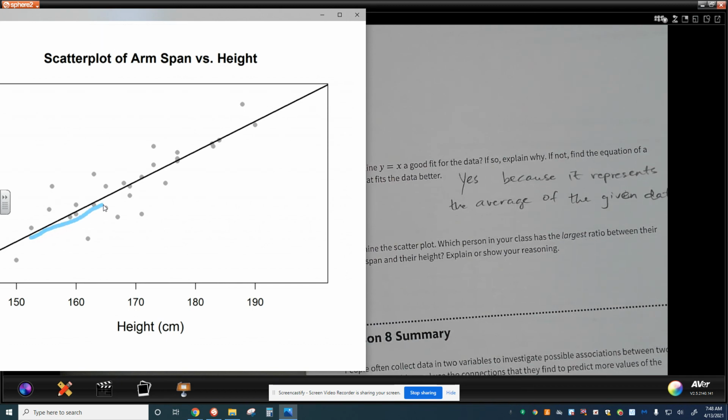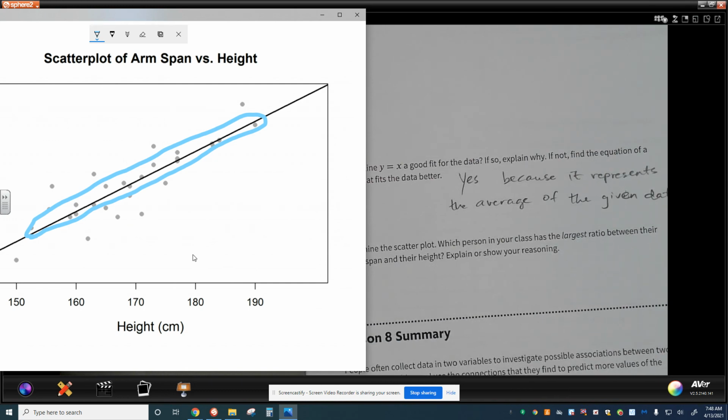But when I go to analyze these data that are really close, I can see that there's a very tight association with all the data inside the blue line. The rest of these are out just a little bit. So when we examine this scatter plot, which person in your class has the largest ratio between their arm span and their height? Explain or show your reasoning.